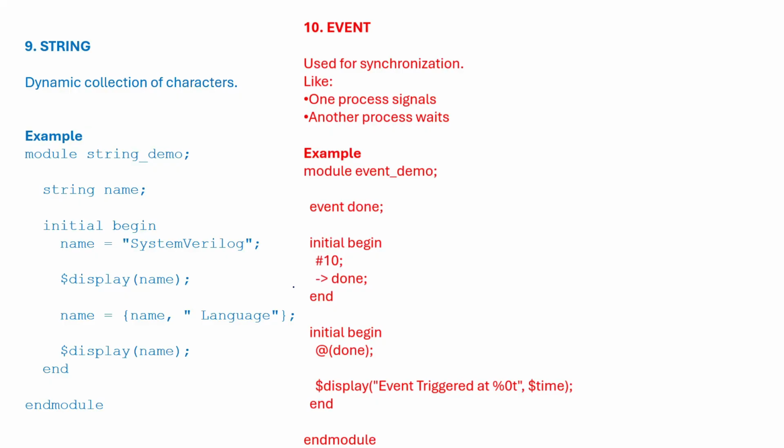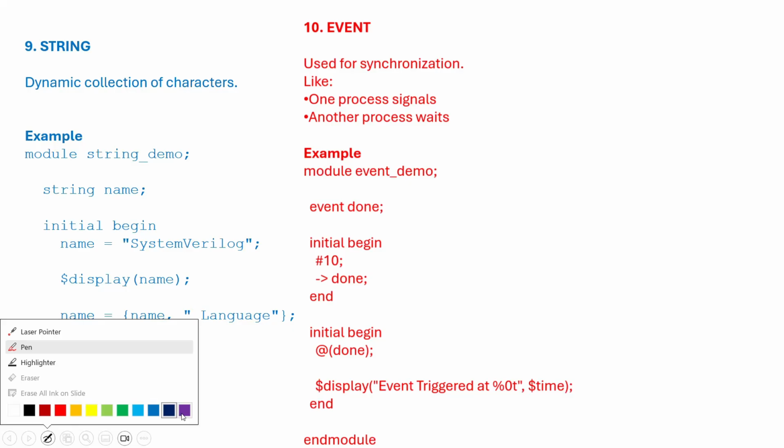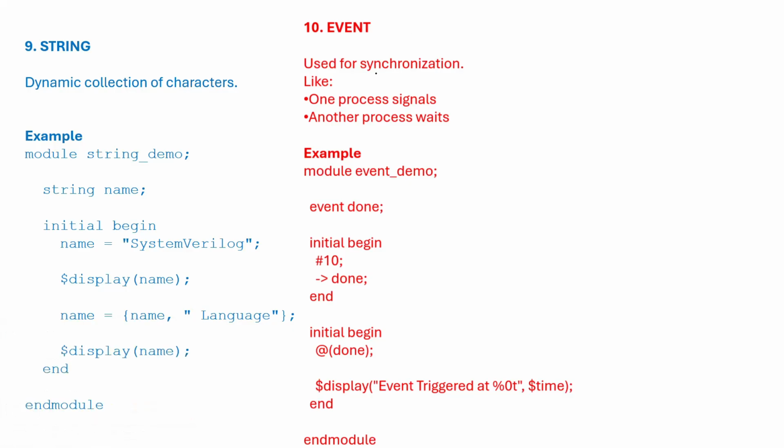And event. What is the event? Why are we using events in SystemVerilog? Event is generally used for synchronizing purposes. That means we are using different processes, and in that I want to execute one process at a time. At that time we will go for event here. One time it is triggering the value, and the other time it will be executing.